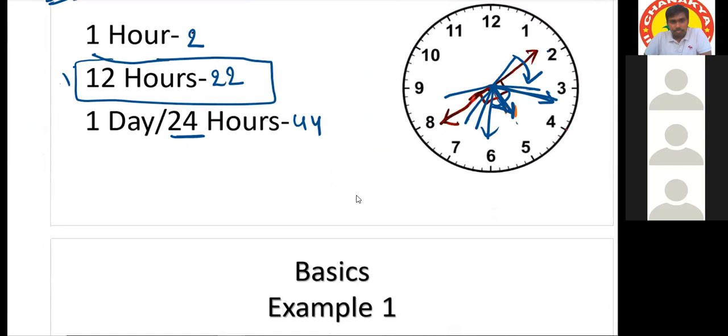11 times. No, 22 times, sir. In one day, 22 times. Because 360 degrees is nothing but one whole angle, 0 degrees only. 360 degrees is nothing but 0 degrees only. Both are equivalent, both are the same.